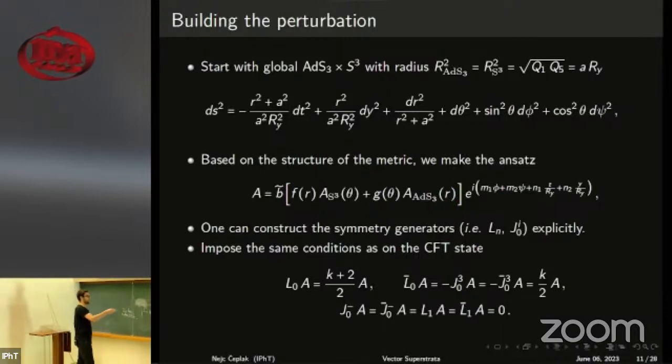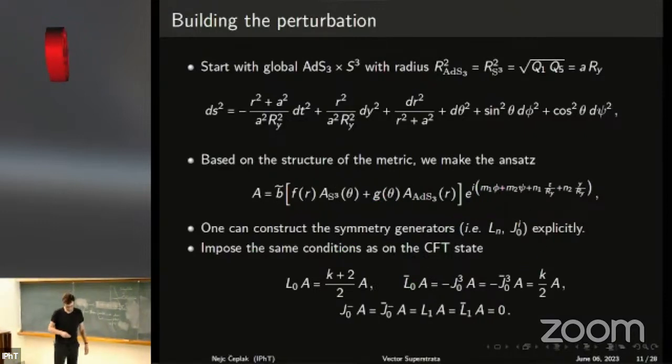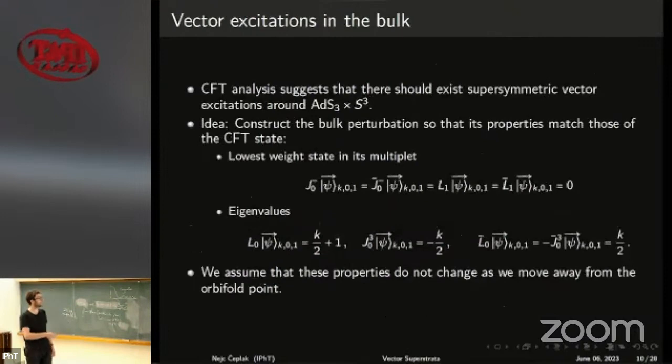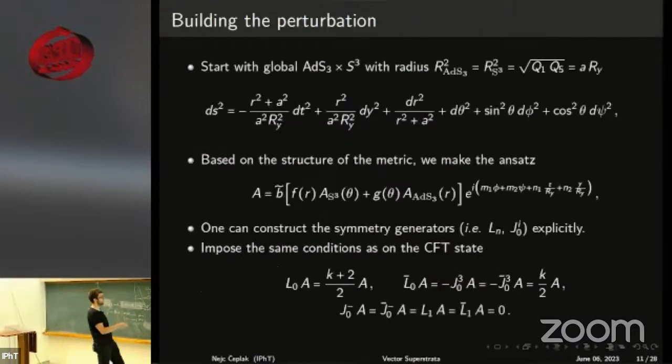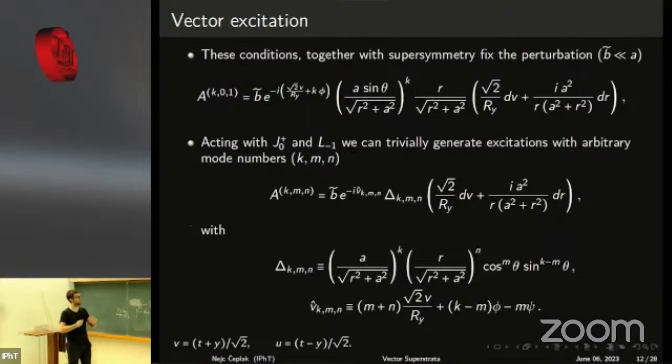It turns out that the fact that I can explicitly construct the symmetry generators in the bulk description allows me to impose the same condition I had in the CFT state on my linear perturbation. And as it turns out, these conditions, together with supersymmetry, are enough to completely constrain my linear perturbation and give it an explicit form like this. I have parameterized this perturbation by a small parameter beta tilde, which just gives you the amplitude. So as long as beta tilde is small, this will be just a perturbation. If I start to increase it, I will have to deform the geometry.